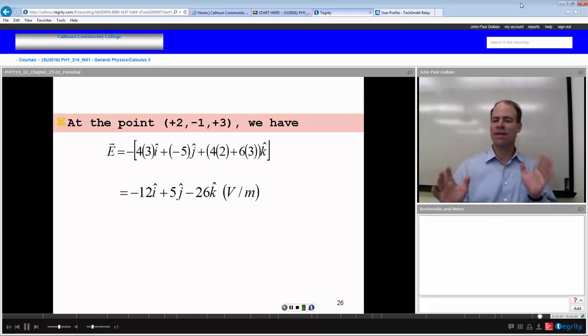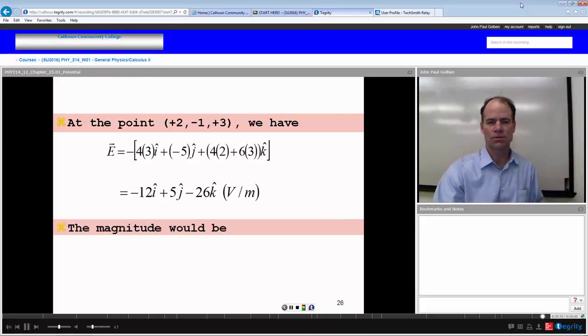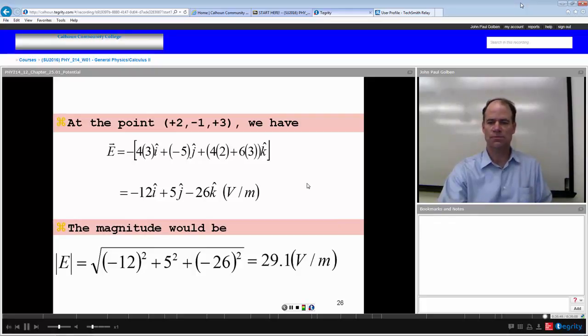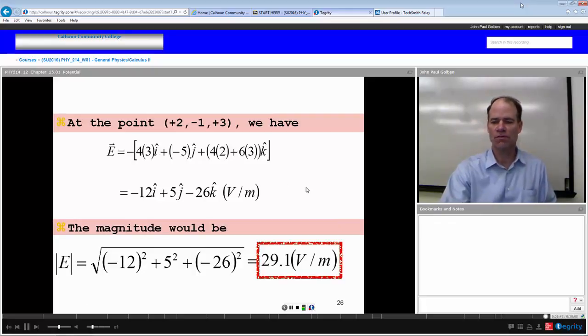If we want the magnitude of this field, we need to square all the components, even in 3 dimensions, use the Pythagorean theorem in 3 dimensions. Square all the components, add them together, take the square root. So that's what we'll do. The magnitude of this field would be negative 12 squared plus 5 squared plus negative 26 squared. All that square root gives me 29.1 volts per meter. That is the magnitude of the field at this particular point of x equal 2, y equal negative 1, and z equal to 3.